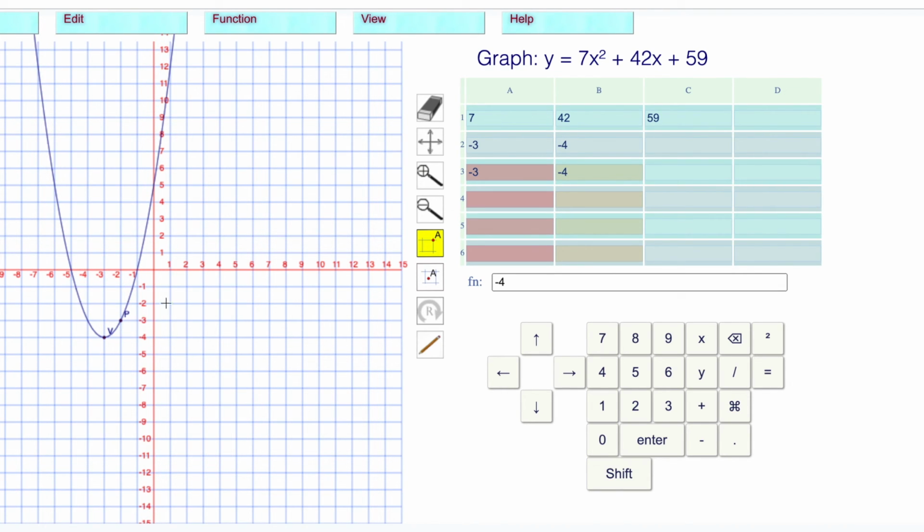Then the p-value. Let's try the x at 0. Let's see what that gives us. That gives us positive 59, so that's way up there. Let's try negative 2. That gives us 3. When x is negative 2, y is positive 3. What's a parabola that looks like that? Then we press enter to check to see if we're correct.